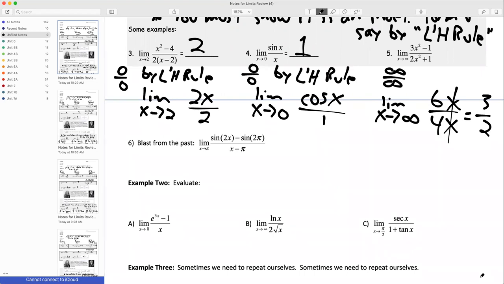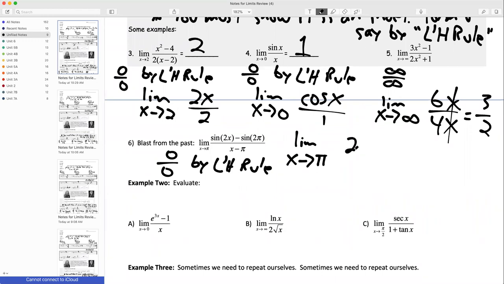Blast from the past. We have the limit as x goes to pi. So if I plug in pi, I've got sine of 2 pi minus sine of 2 pi, which is 0, and also 0 on the bottom. So by L'Hopital's rule, we've got the limit as x goes to pi, and I'm going to take the derivative of the numerator. The derivative of sine of 2x is 2 cosine of 2x.